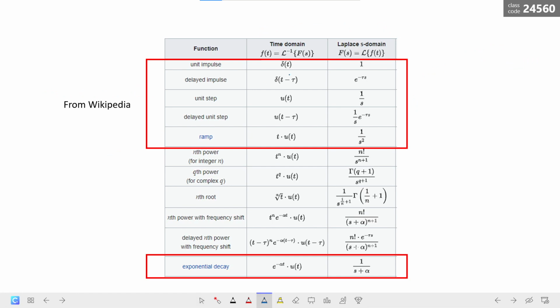So this table is very useful for you to find the Laplace transform and also to find the inverse Laplace transform. Let's say you have a time domain function that looks like one of them in this column, then you can easily find the Laplace transform. Or if you have a Laplace transform in one form of this column, then you can easily find the inverse Laplace transform. Okay, accordingly.